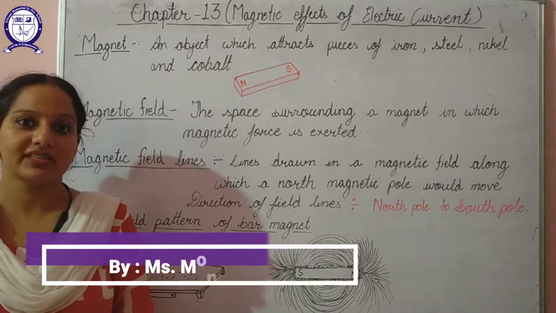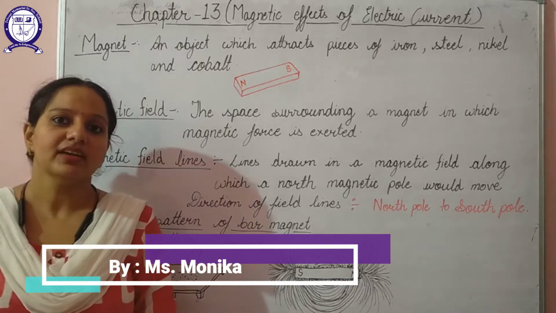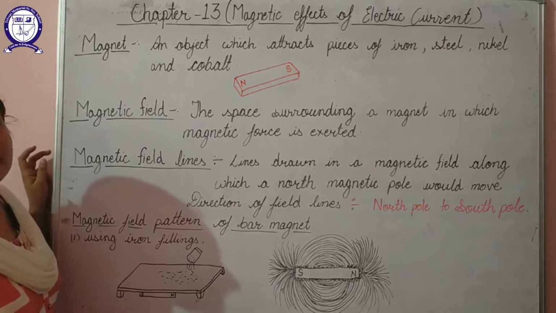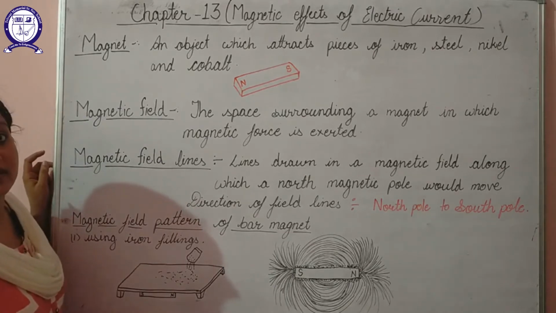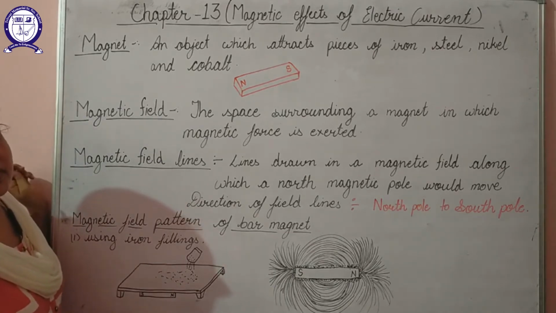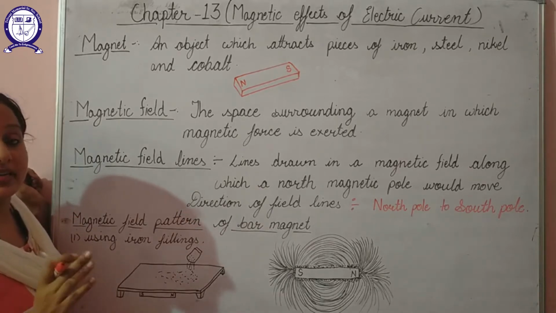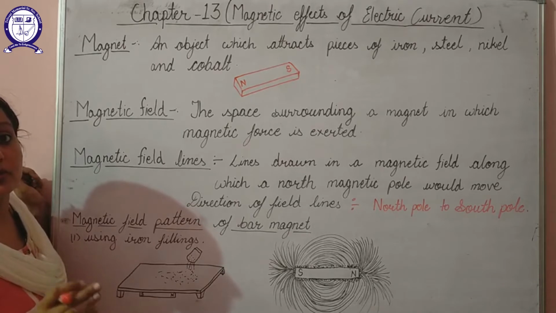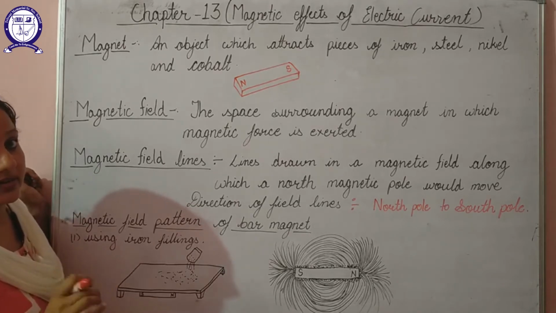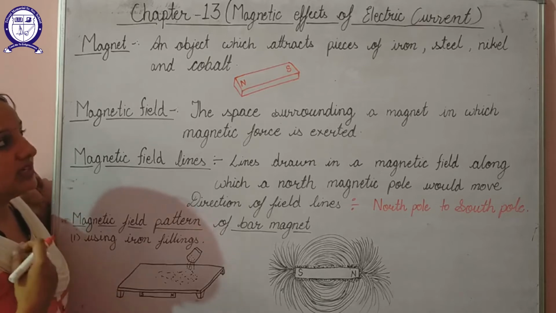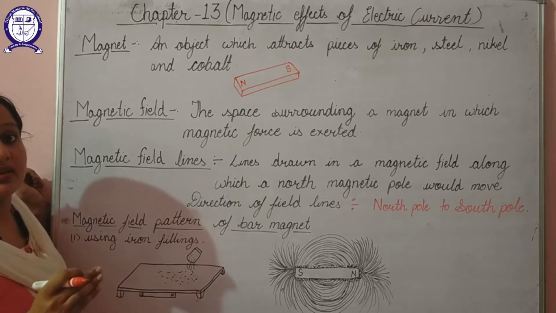About chapter number 13, magnetic effects of electric current. So let's start with the chapter. Before this chapter, we have studied chapter number 12, electricity. In that chapter, we discussed electric current, and we studied that electric current can be used to produce a heating effect in a conductor. In a similar way, electric current can also be used to generate magnetism in a conductor.